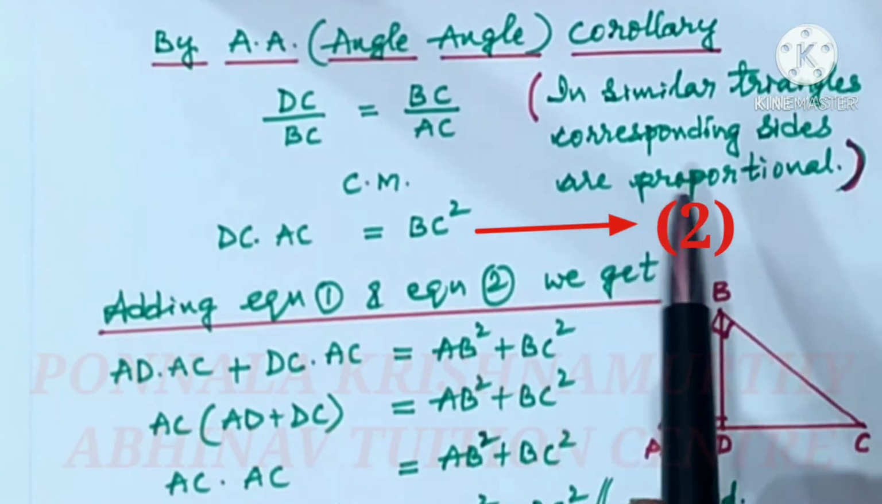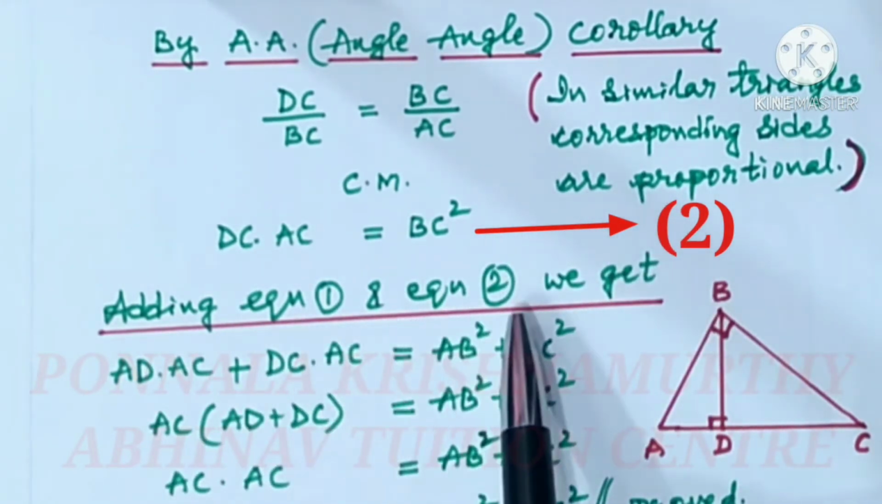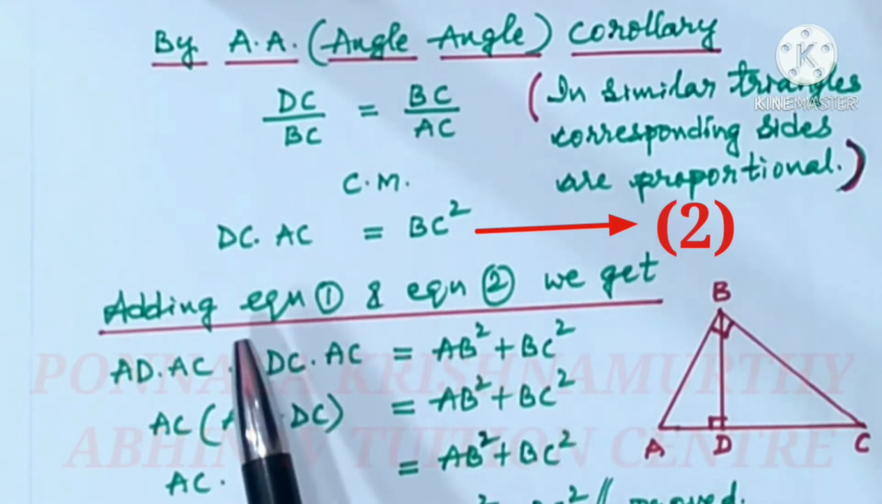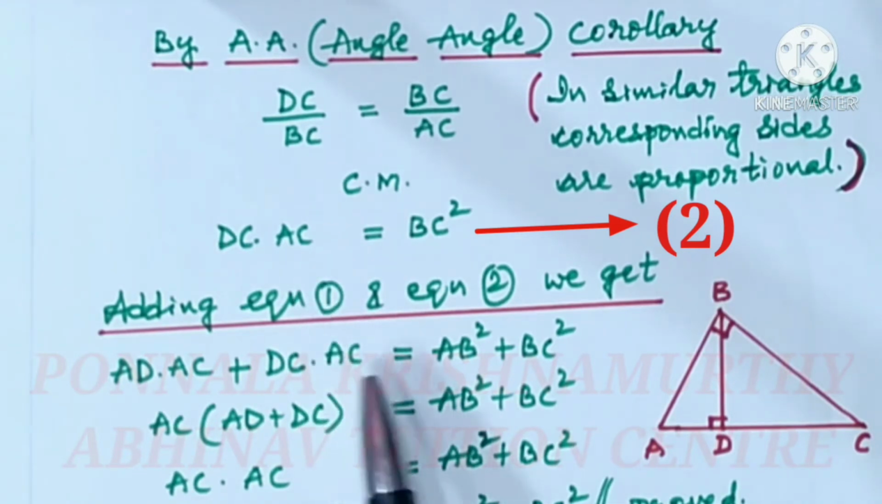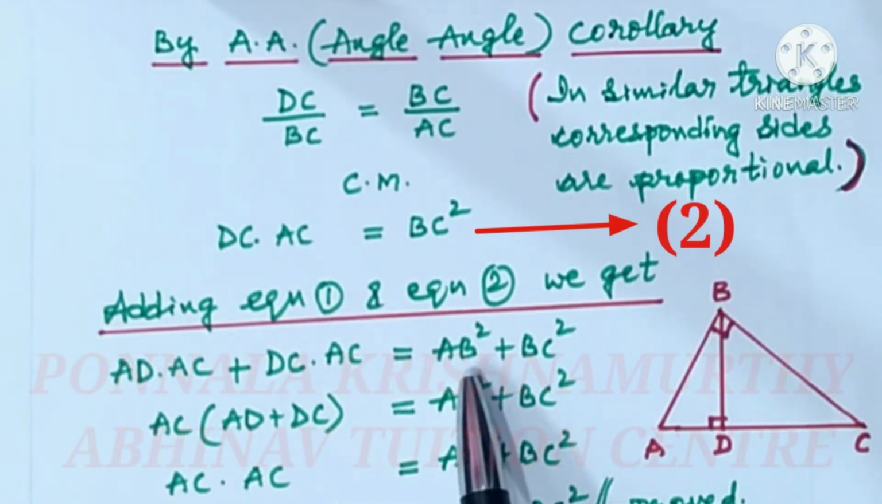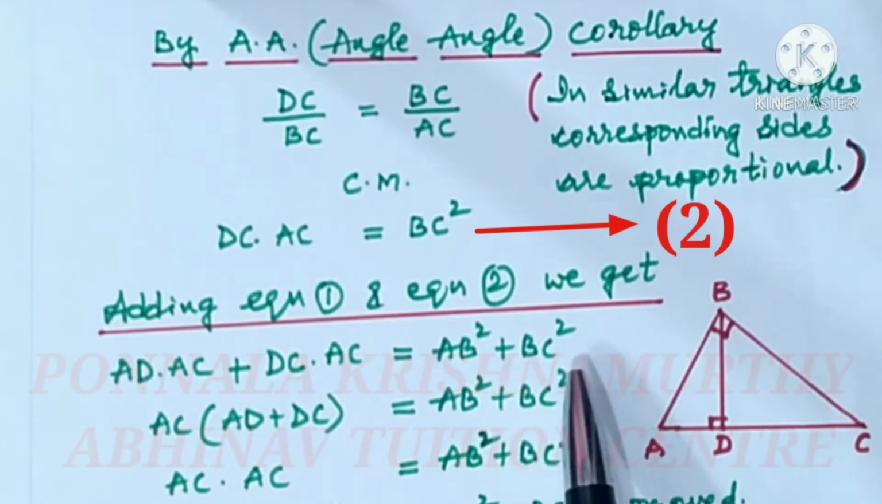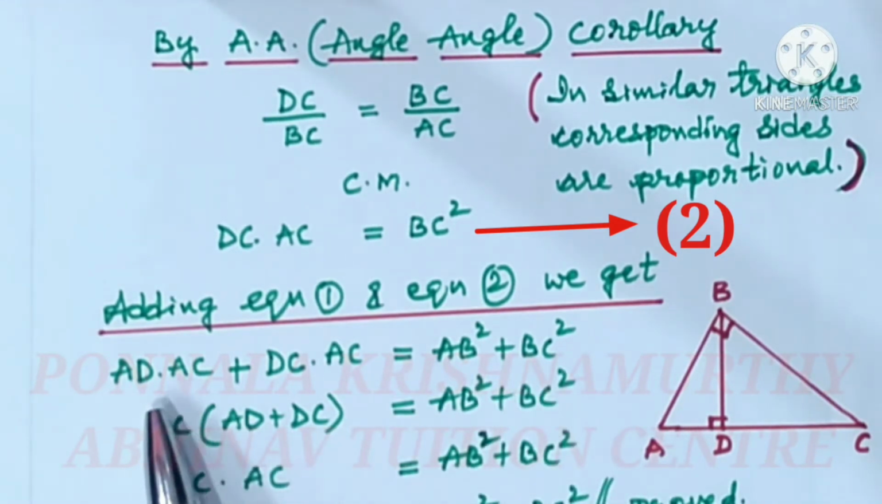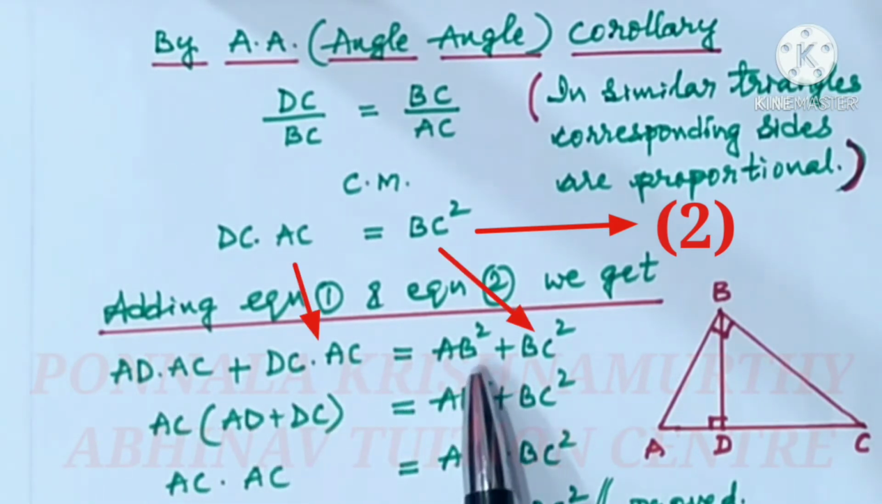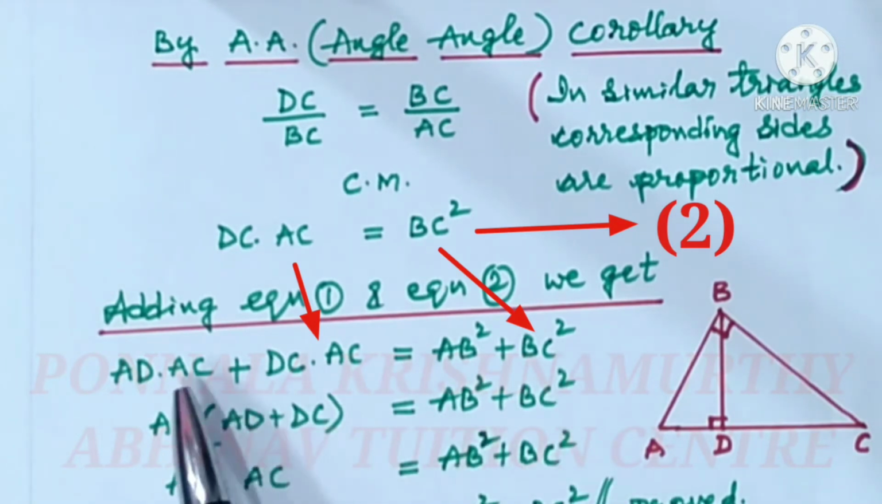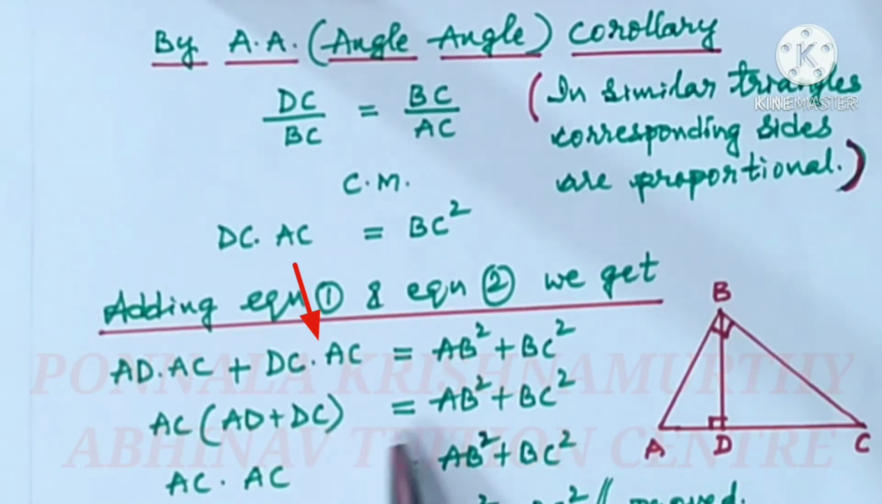That is equation 2. Adding equation 1 and equation 2, we get the left hand side of the first equation plus the left hand side of the second equation is equal to the right hand side of the first equation plus the right hand side of the second equation. In this, AD into AC plus DC into AC is equal to AB square plus BC square. AC is common. Then AD remains plus DC remains is equal to AB square plus BC square.